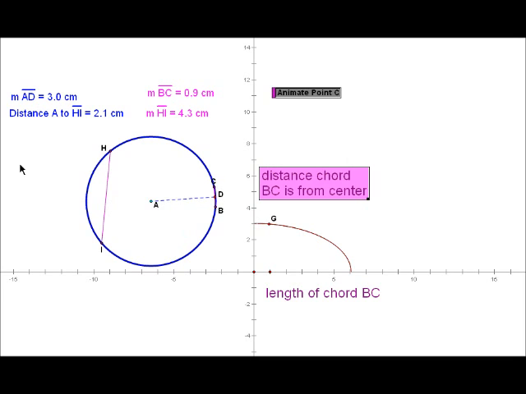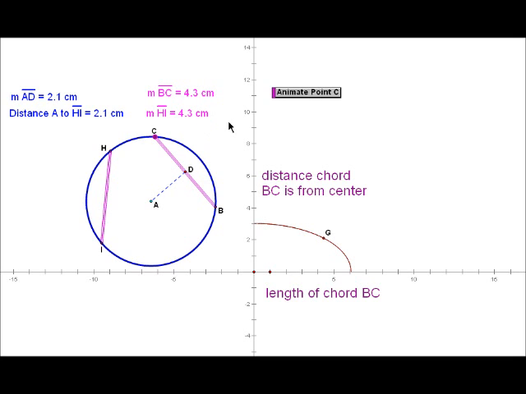Okay, so now if we're looking at chord BC, let's see what happens when BC is equal to the length of HI. So here we're almost there. Oh, back up just a little bit. There we go. So here I've stopped it right at the point where BC and HI have exactly the same length, 4.3 centimeters for both segment BC and HI.